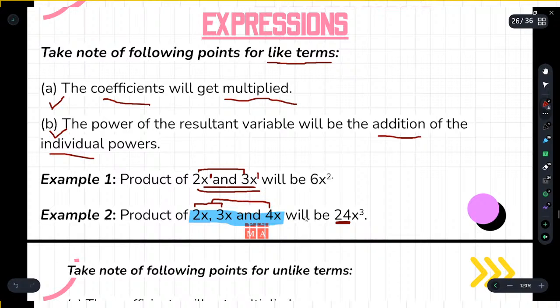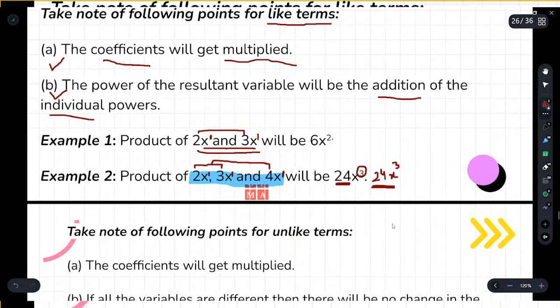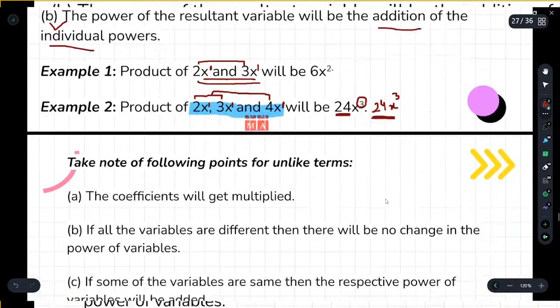What's the next step? We add the individual powers. x to the power 1, x to the power 1, x to the power 1. If I add all of their powers, what do I get? 3, right? So that's why it's 24x cubed. Now, that's how I got my answer.